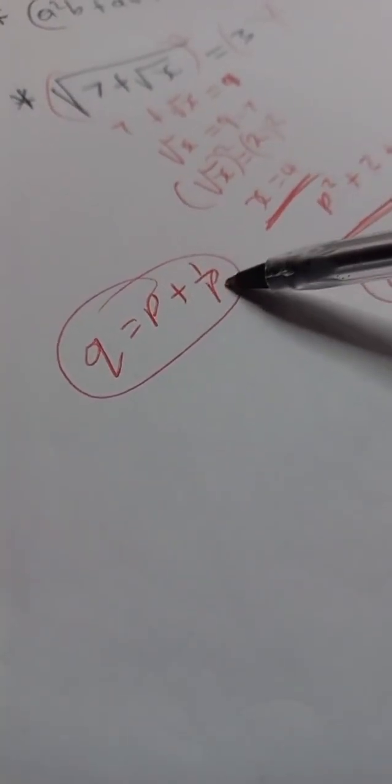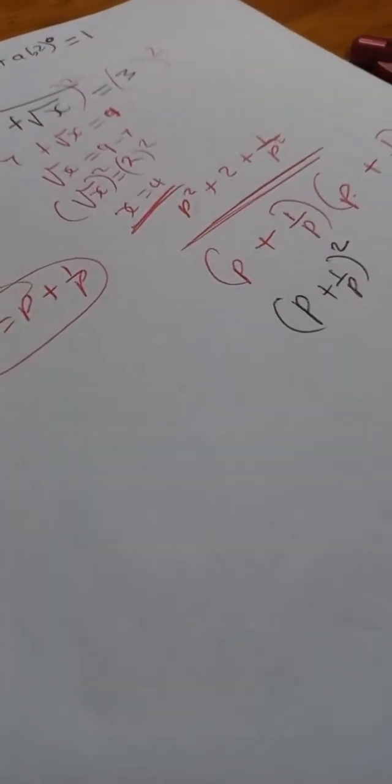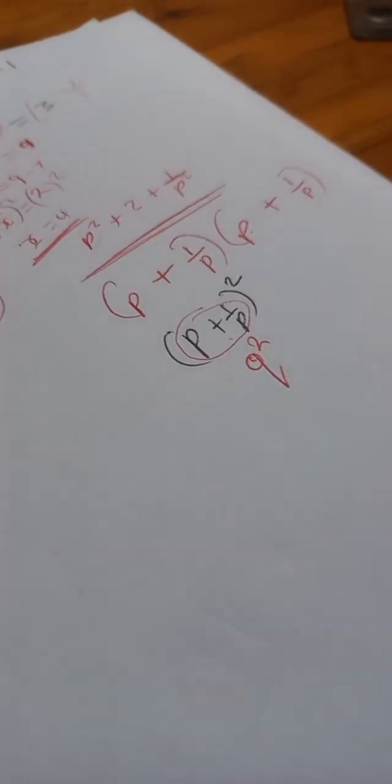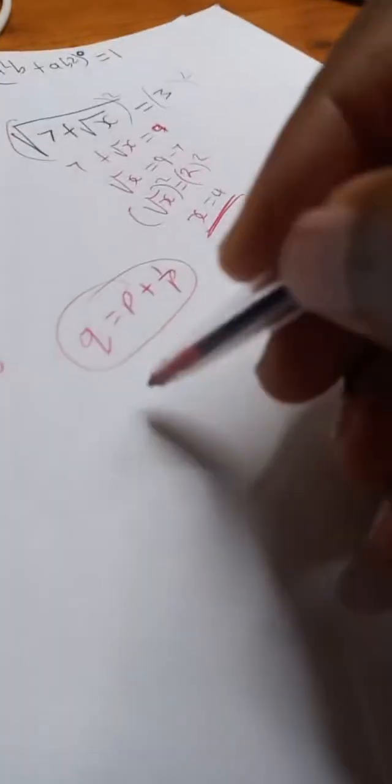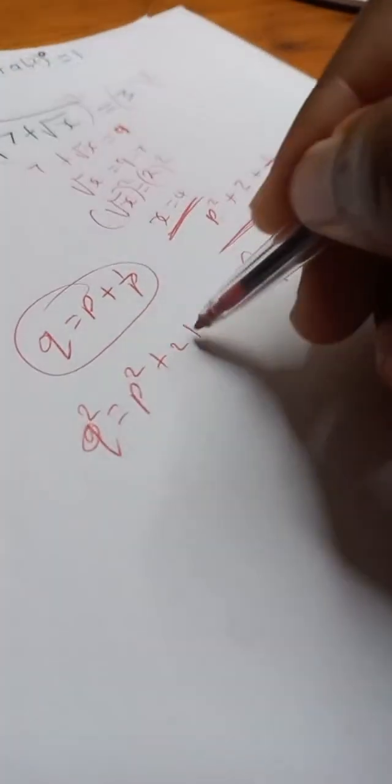Right? So our question is saying Q is equal to P plus 1 over P, which is what is inside the bracket. So we are going to replace this with Q. So it's going to be Q squared. So literally Q squared is equal to P squared plus 2 plus 1 over P squared.